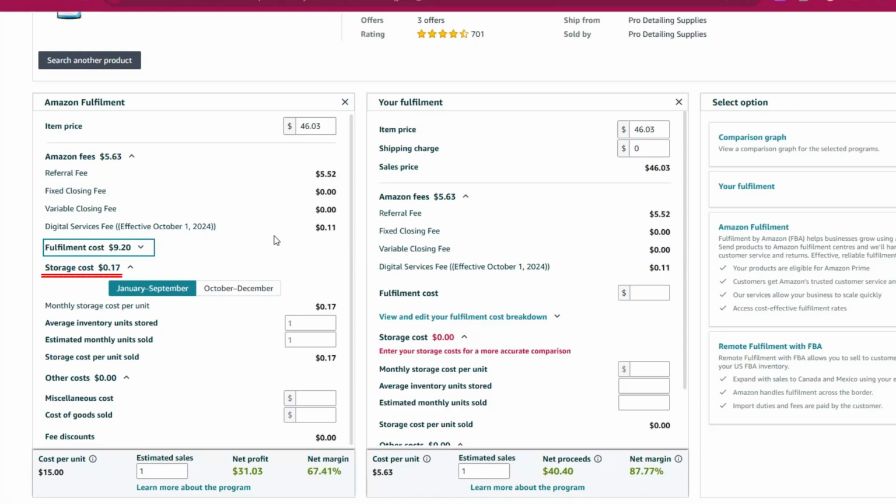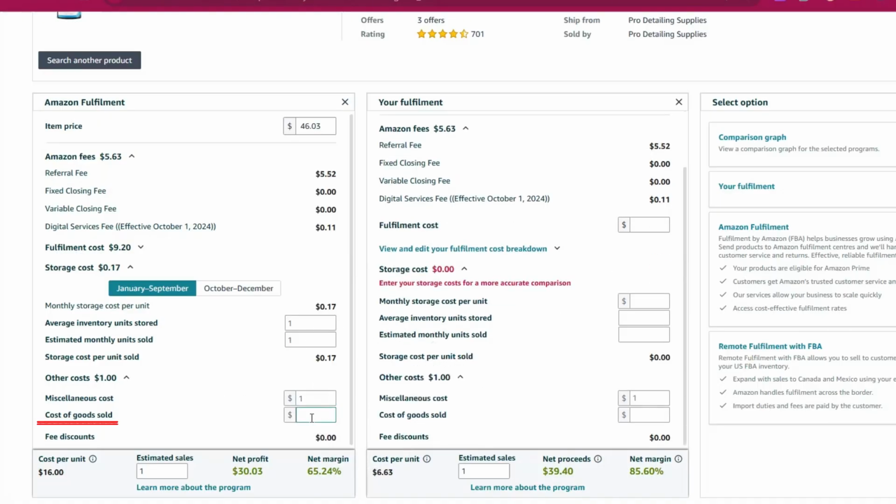Storage fee. This is the fee Amazon charges to store your products in their warehouse. Storage fees are usually stable from January to September, but they increase during October to December because of the holiday season. Estimated monthly units stored. This is the estimated number of products you expect to keep in Amazon's warehouse during a specific month. You may also see miscellaneous costs, for example around $1, which includes small additional charges.